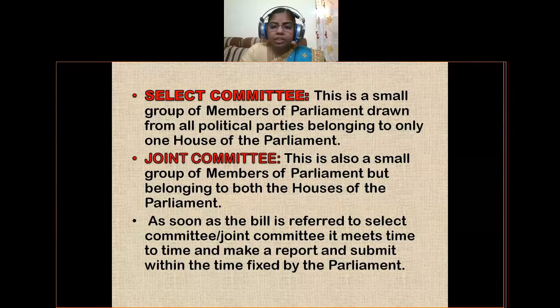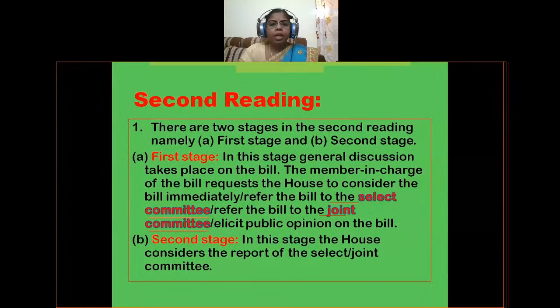As soon as the bill is referred to the select committee or joint committee, it meets from time to time, makes a report, and submits it within the time fixed by Parliament. So if a bill is referred to either committee, they will study that bill and submit a report within the fixed time. The next one is eliciting public opinion on the bill, which means asking for public opinion on the bill.